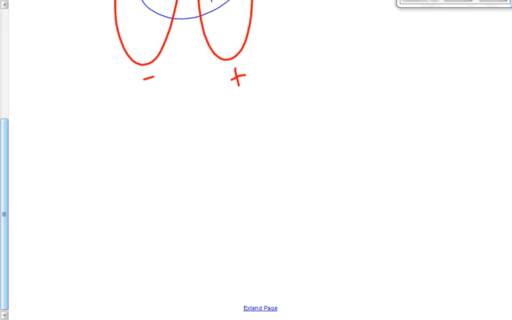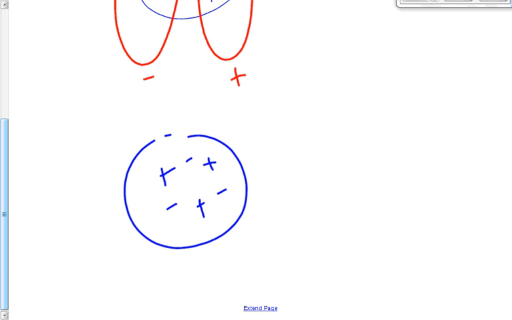This time let's draw a neutral object again. And let's draw a positively charged object this time that's nearby it. What's going to happen to the protons, Tristan? Nothing. Protons stay where they are, right? What's going to happen to the electrons, Adam?